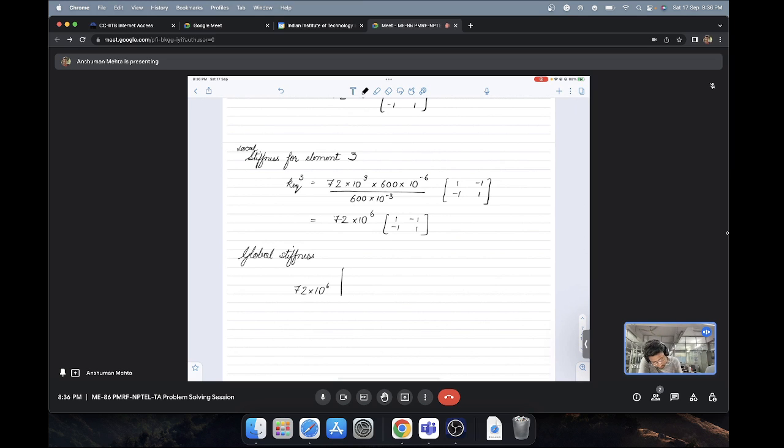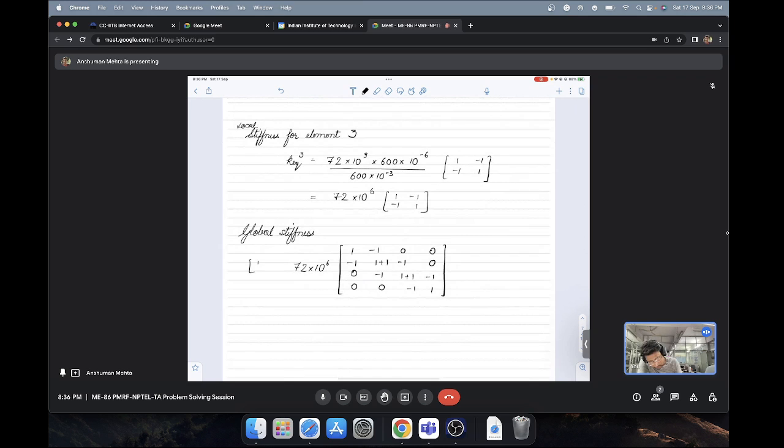So we're taking it common. 1 minus 1 minus 1 1. Now 1 plus 1 minus 1 minus 1 1. 1 plus 1 minus 1 minus 1 1. And others are 0 0 0 0 0 0. So this is our K matrix.